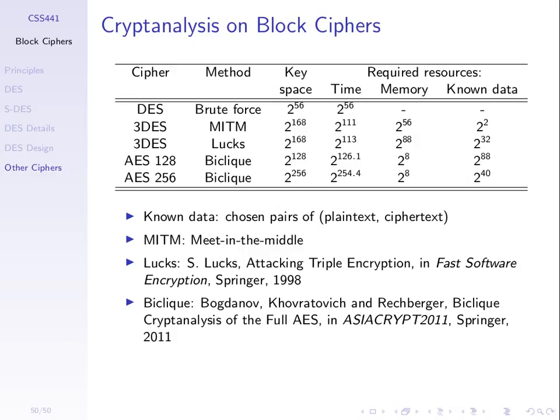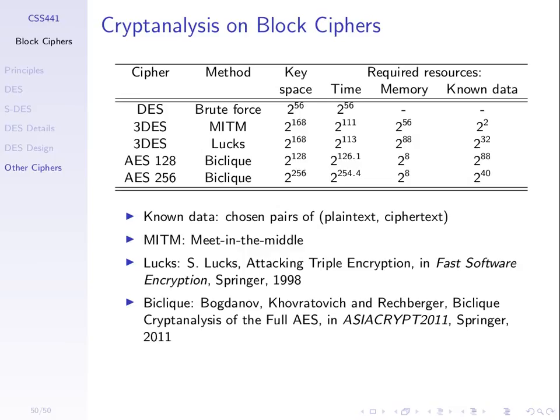But we also care about how much space we use, so the amount of memory, whether it's random access memory or stored on disk. Different attacks require different amounts of storage. And the last thing is how much known data we have in advance. How many pairs of plaintext, ciphertext do we know to do this attack?